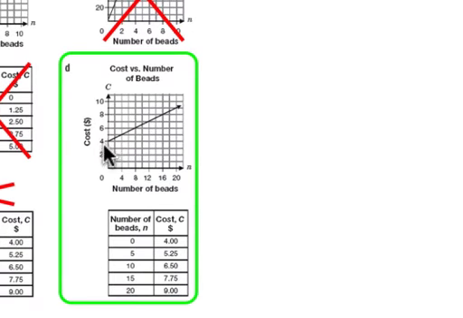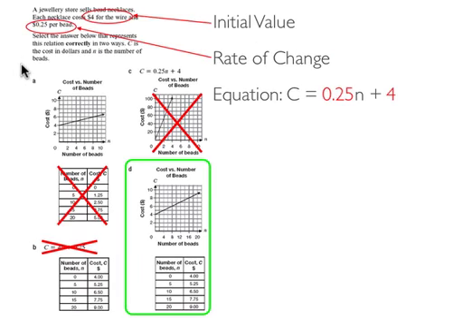The initial value on the graph is 4, and so is the initial value on the table. 4 beads costs $1 on the graph. 5 beads costs $1.25 in the table. This works out to 25 cents per bead. So the correct answer is D.